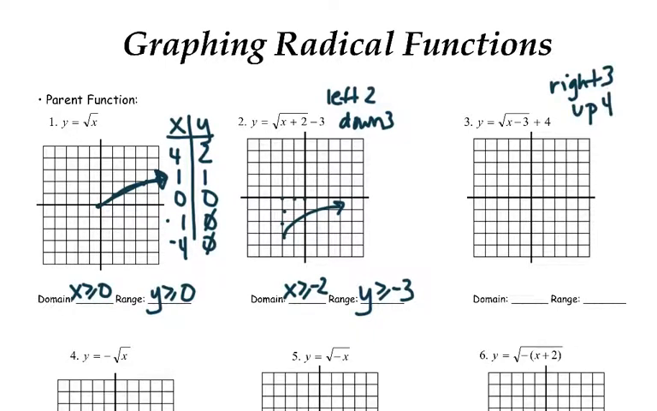Right 3, up 4. So I start at (0, 0), right 1, 2, 3, up 1, 2, 3, 4. So that point is (3, 4). I didn't swoop that very good. There we go. So this is x is greater than or equal to 3, and y is greater than or equal to 4.